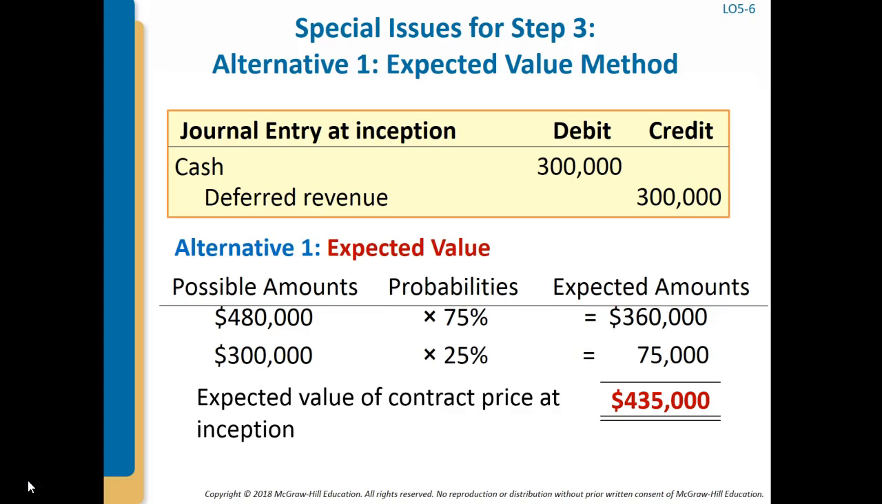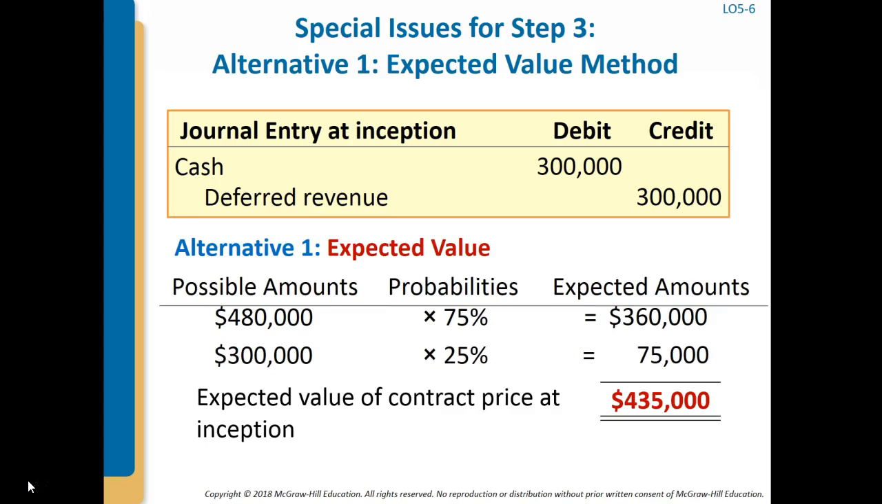So alternative 1, the expected value, would be calculated as a probability-weighted transaction price, which basically is the possible amounts of $480,000, which would be a $300,000 fixed fee plus the $180,000 bonus, times a 75% probability would give you an expected amount of $360,000. Then we've got a $300,000 fixed fee plus 0 bonus times a 25% chance, which would provide you with a $75,000 expected amount.